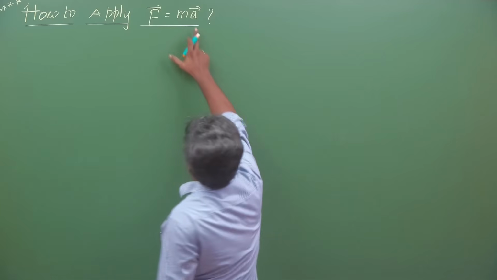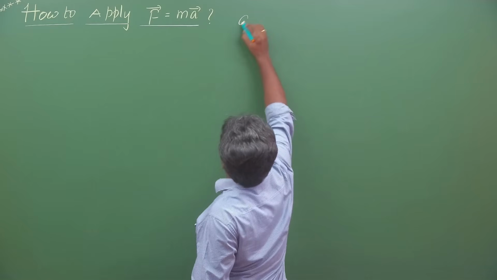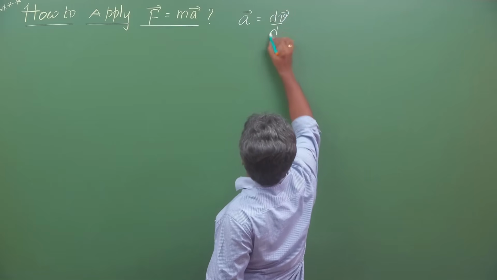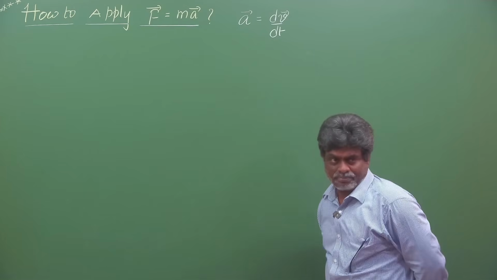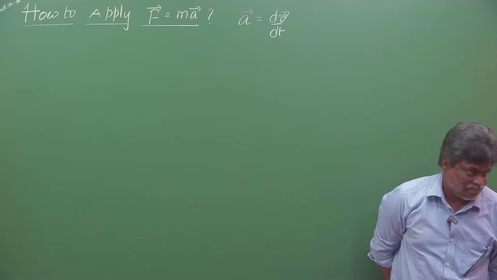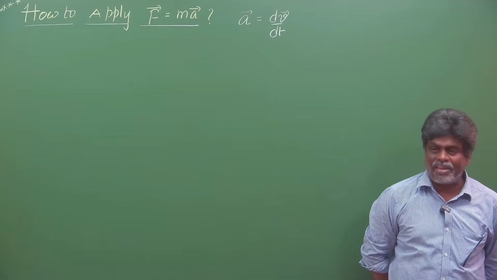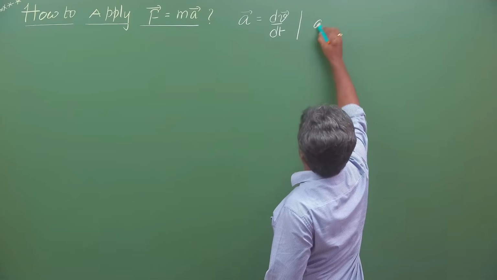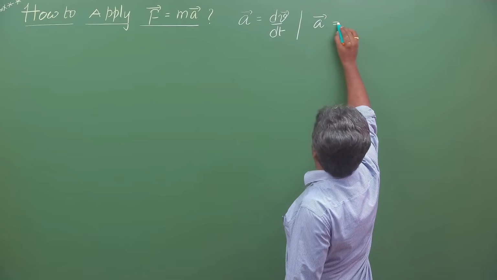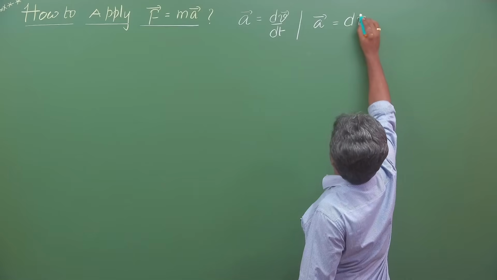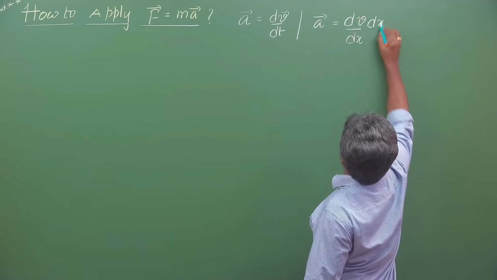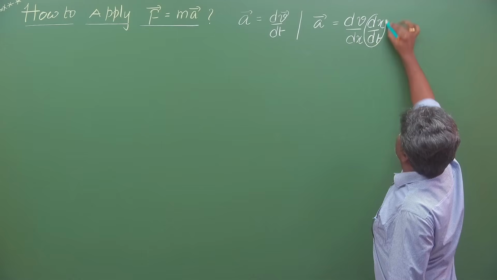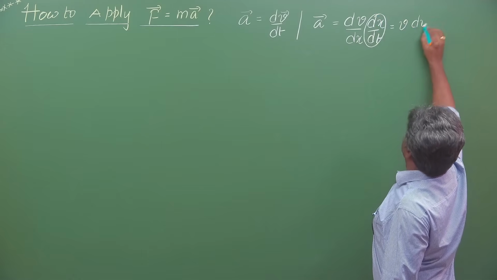First of all, please see this acceleration. What is acceleration? A bar equal to dv bar by dt. That is one form. What are the different forms of acceleration? Acceleration A can be written as dv by dt. Next, another form. A equal to dv by dx into dx by dt. Say yes or no? Yes. That's why dx by dt can be written as v.